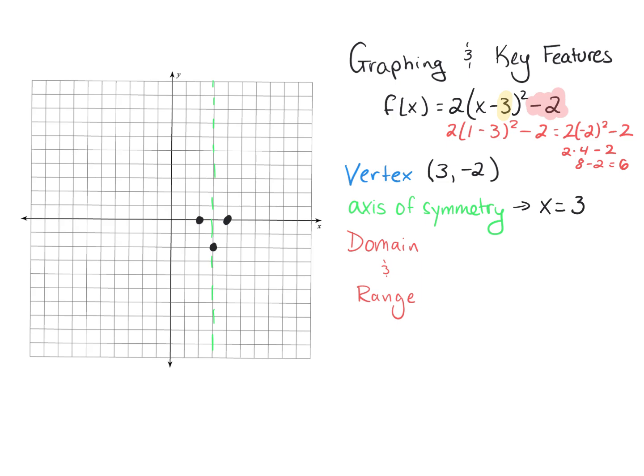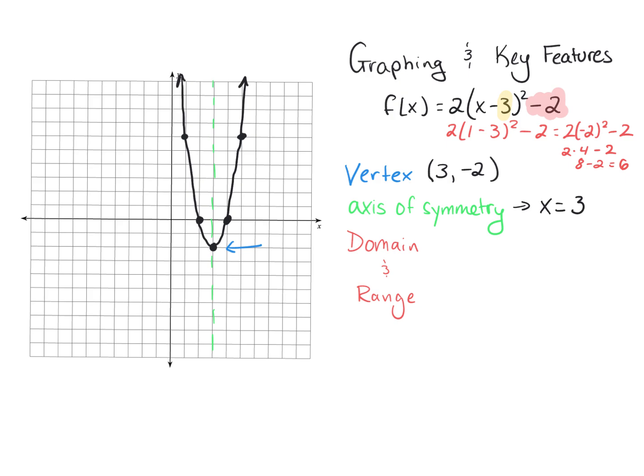So 1, 6. 1, 2, 3, 4, 5, 6. And again, because of my axis of symmetry, this point is going to be exactly mirrored on the other side. And so we get this idea of what this graph looks like just by choosing a couple of points to plot. So here we go. So again, we can see, here's our vertex. It's at 3, negative 2.